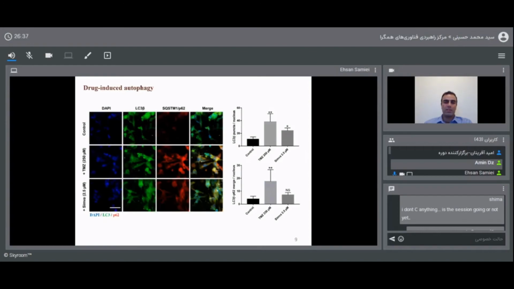Whereas with the simvastatin treatment, the colocalization was not observed, so the level was not significant when compared to the control group. Based on this, we concluded that autophagy might be the reason behind the resistance of glioblastoma against TMZ.